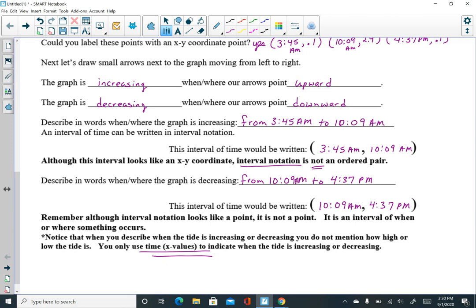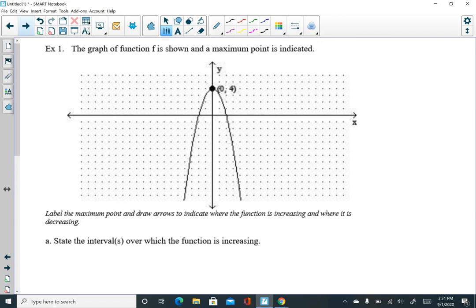So just like whenever we have read for our domain and we were only concerned about our x-axis, the same is true whenever you pick out intervals for increasing and decreasing. You are only focused on your x values. You're not concerned about the y-axis. And really, the only time you're concerned about your y-axis is when you're reading the range, okay? Let's flip it on over then to the next page, and let's do example 1 here together, okay?